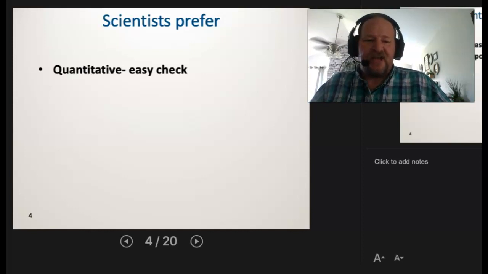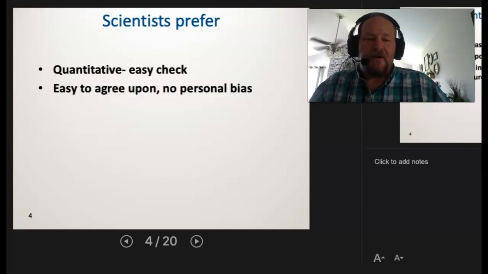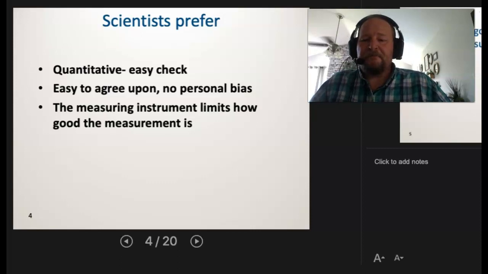It's going to be easy to check. Again, as I mentioned, there's no personal bias, which means we have to agree on it. If the thermometer says it's 100 degrees Fahrenheit, then it's 100 degrees Fahrenheit. It doesn't matter if I think that's hot or cold or mild. 100 degrees is 100 degrees.